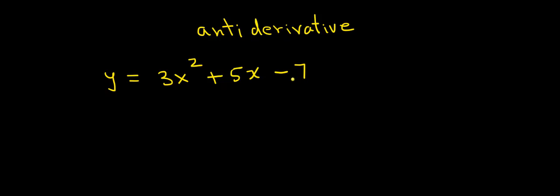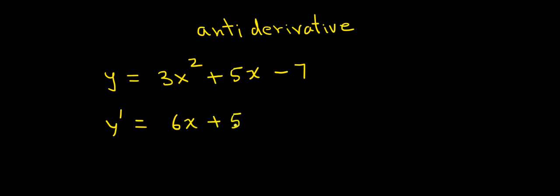In this video, we're going to talk about antiderivatives. Before we do that, let's review. Let's say you've got y equals 3x squared plus 5x minus 7. What is the derivative of that? So y prime will be 6x plus 5.